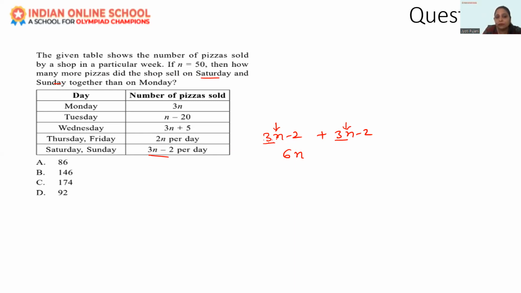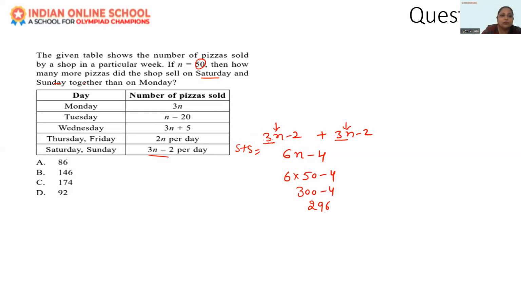The value can vary because they have given 50 here. You can also give 20 here, 30 here. So these values can vary. That's why these are called variables. So 3n plus 3n, 6n minus 4. This is the total pizzas sold on Saturday plus Sunday. Okay, n is 50. So 6 into 50 minus 4. That's 300 minus 4. 296 pizzas on Saturday and Sunday.